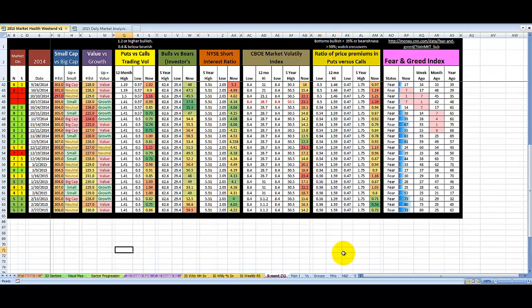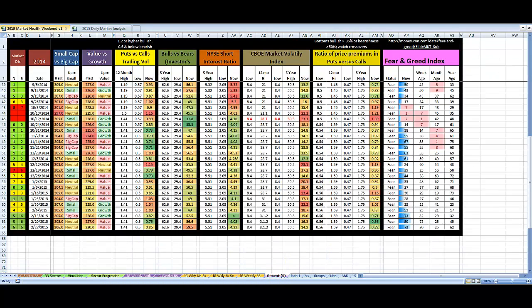A final component I look at is the sentiment indicators, most of which are contrarian in nature. I like to track what stocks are doing better, big cap or small cap, value versus growth. I also like to look at the call-put ratio. And then in the paper you can also find the bull versus bears and the NYSE short interest ratio. They're all very helpful. And what I'm looking for is I'm looking for extremes, as with most sentiment indicators.